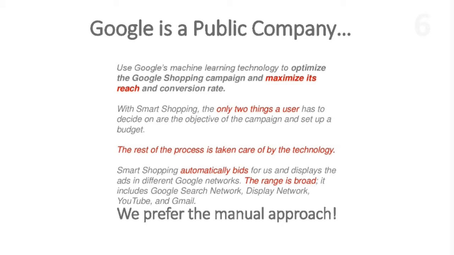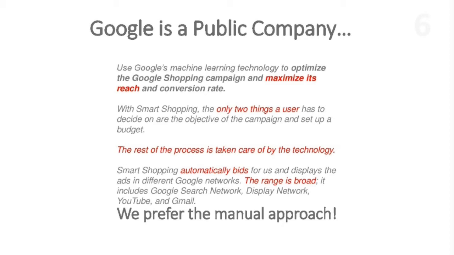So if we just read it together: use Google's machine learning technology, sounds cool, to optimize the Google Shopping campaign and maximize its reach and conversion rate. Now, maximize its reach is not necessarily a good thing for small business when you are trying to get very targeted ads that you want to convert into sales. So really, you don't want to maximize your reach. You want to get best bang for buck. So it's slightly misleading, but it sounds good.